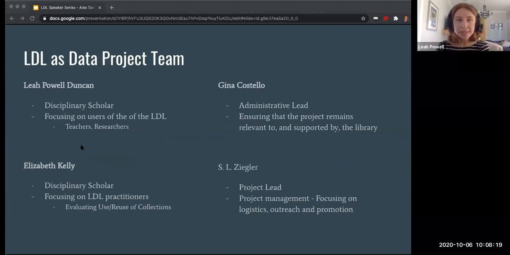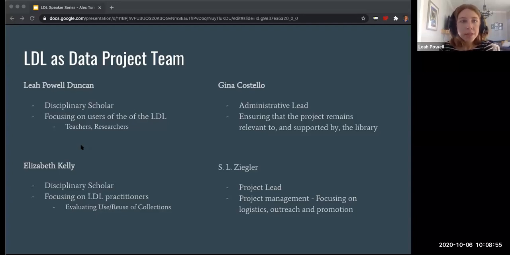A little bit about our project team. I am Leah Powell-Duncan. I'm a disciplinary co-scholar on the team along with Elizabeth Kelly. I am focusing on users of the LDL within this project. So teachers, researchers, students, etc. Elizabeth, our other co-scholar, is focusing on LDL practitioners. So that's some of y'all. And thinking particularly about the ways in which we can evaluate how our collections are used and reused.